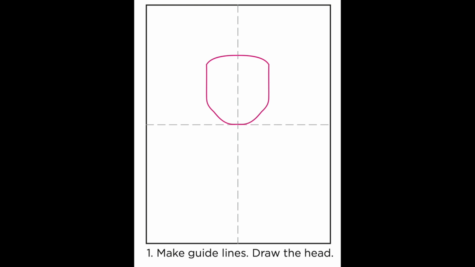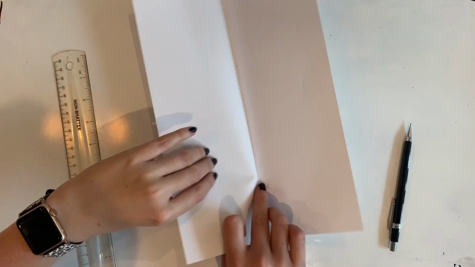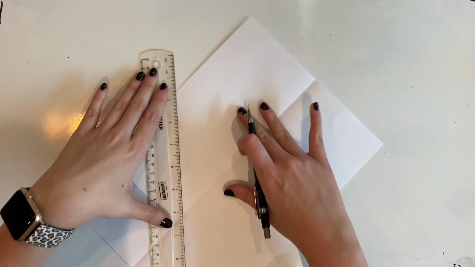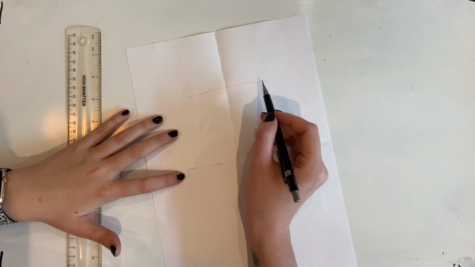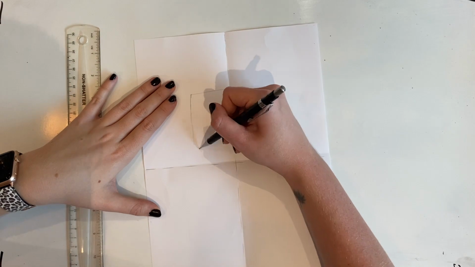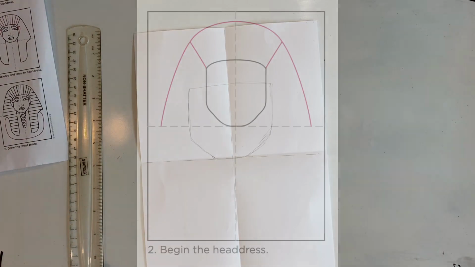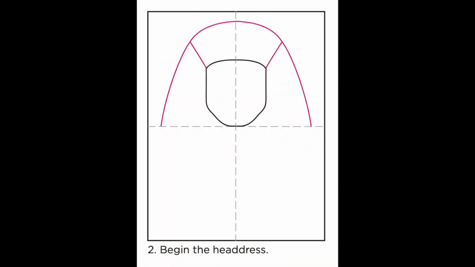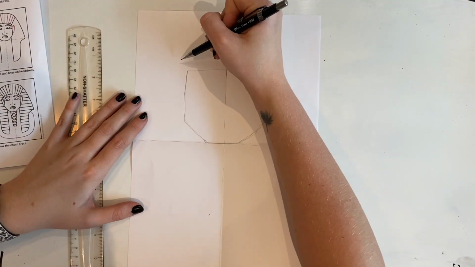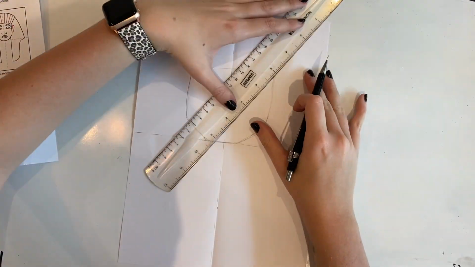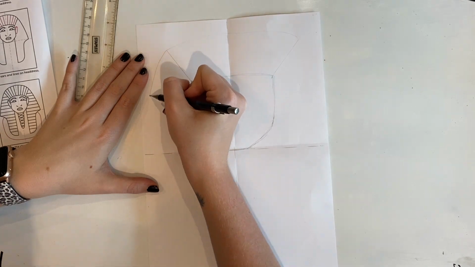So instruction number 1 says make guidelines, draw the head. So to make my guidelines, I'm going to actually fold the paper in half and then in half again, just so I know that it's equal. Now for the head. That's a pretty good head, right? Moving on to instruction number 2, begin the headdress. Fun fact, an Egyptian pharaoh wore a headdress to symbolise their importance and separate them from common people.